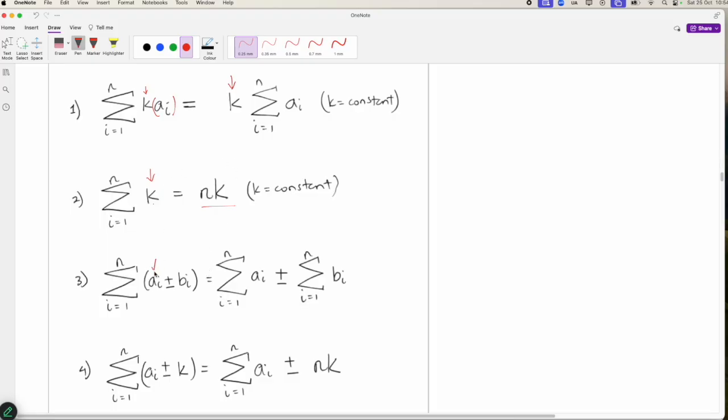If you have 2 sequences in here, whether they're adding or subtracting, you can literally split up the summation of the 2 sequences. So find the summation of the first one and add it or subtract it to the summation of the second one. And if you have the summation of a sequence plus or minus a constant, it would be the summation of the sequence plus or minus nk.